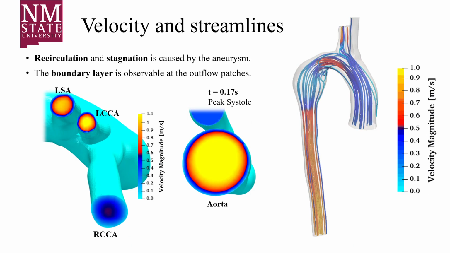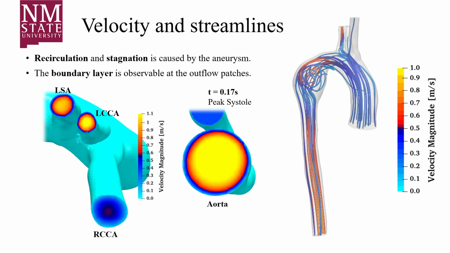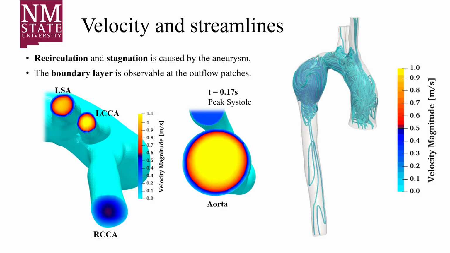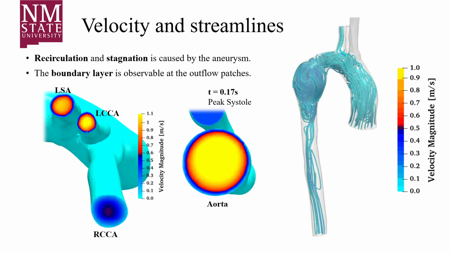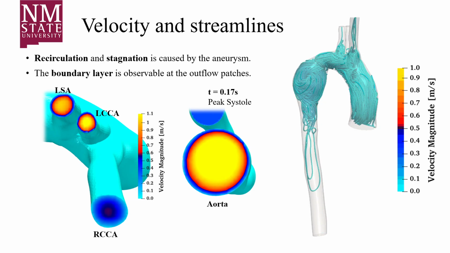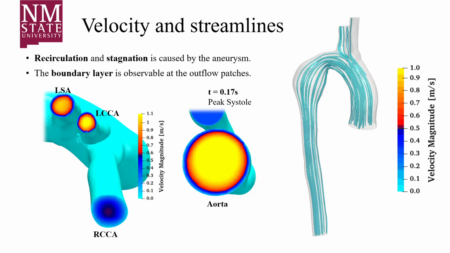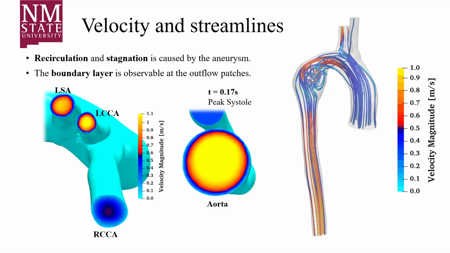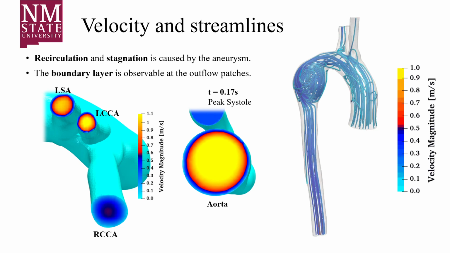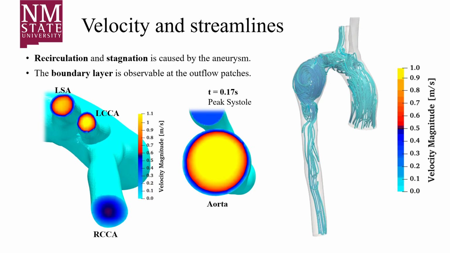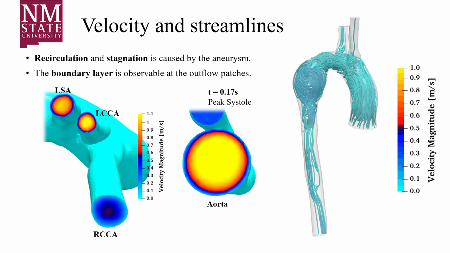Here the recirculation is seen at the last stages of the systole, when the streamlines group up within the dilated regions. This will cause velocity gradients, which will be reflected in the pressure field and in the wall shear stress. Another important note is the presence of the boundary layer that can be seen in the outflow patches. However, it's important to mention that the right common carotid presents significantly slower velocity than the other patches. This will need to be studied further.